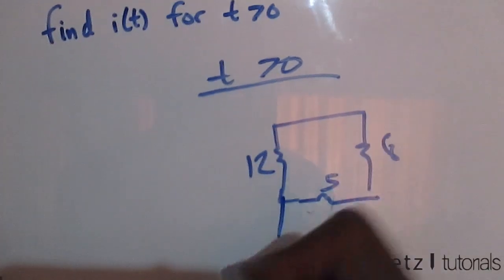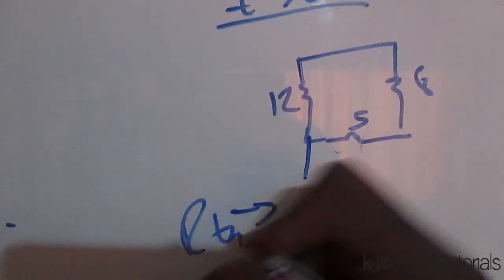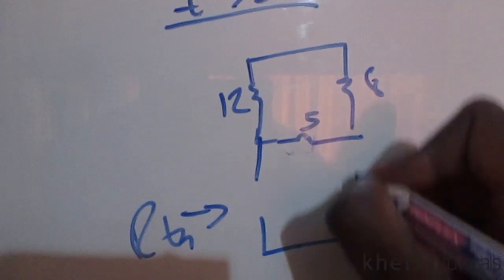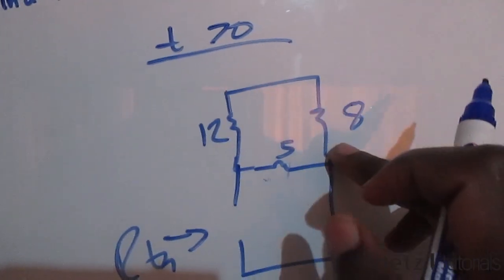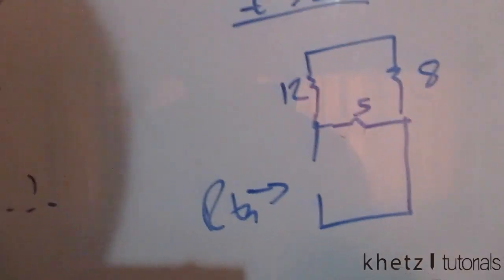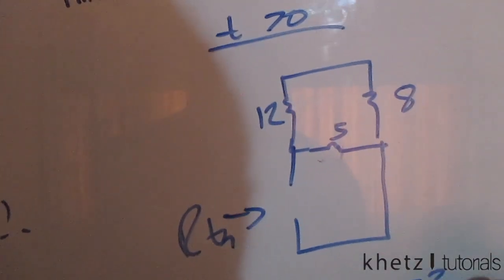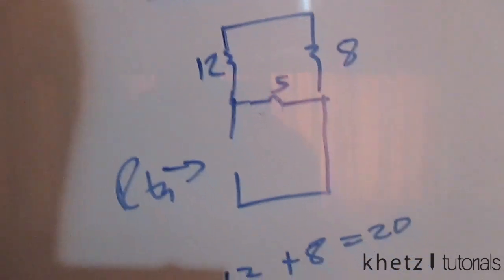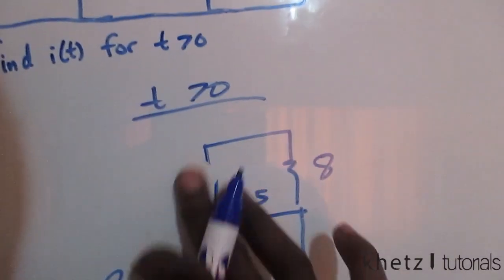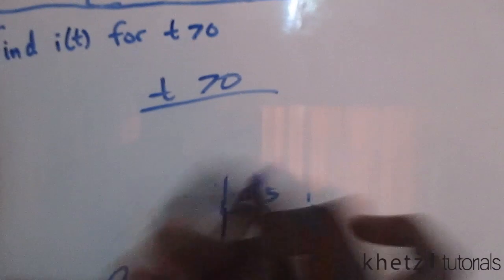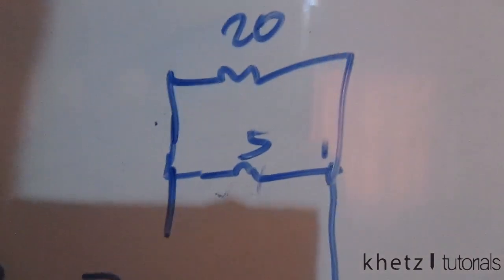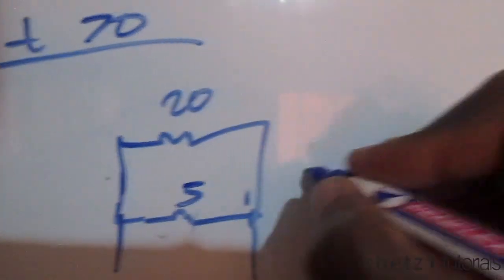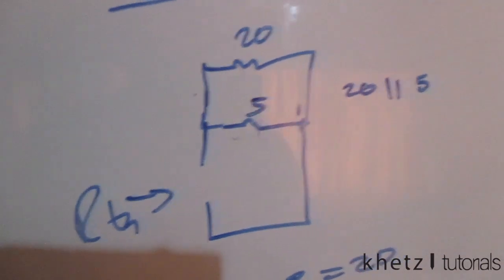We're interested in finding our R_TH with respect to this point where we had our storage element. If we look at the top part, we have 12 and 8 in series. 12 plus 8 in series is 20. So you have 20 at the top. Finally, we have 20 in parallel with 5, which is going to be our R_TH because there's nothing else in the circuit.